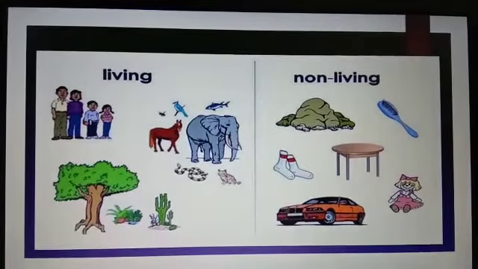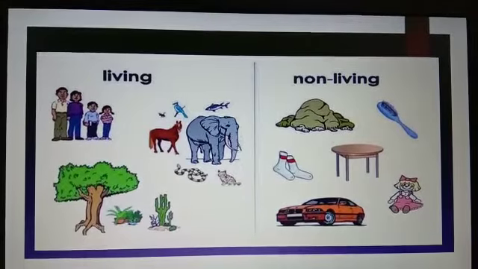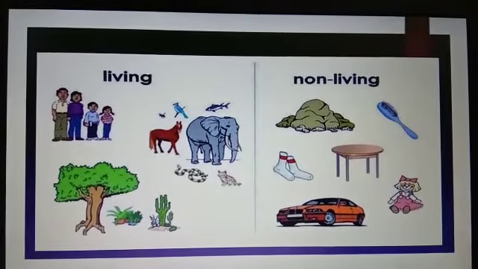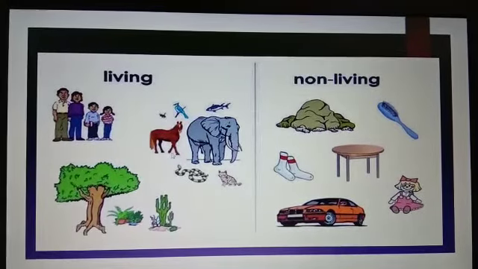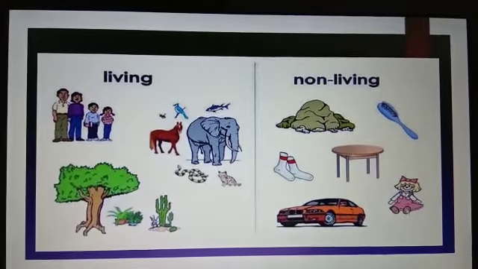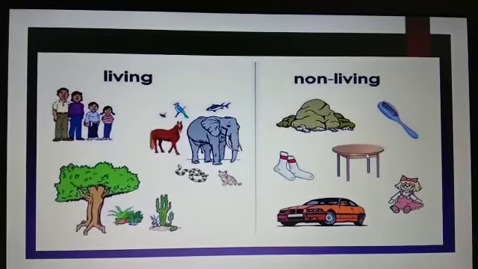So first of all, we will recapitulate what we have studied in our last class. In our last class, I told you about the examples of living things. Now you can see in this picture, these are the examples of living things and these are the examples of non-living things. Living things are human beings, animals, plants, etc. And non-living things are car, toy, table, etc.